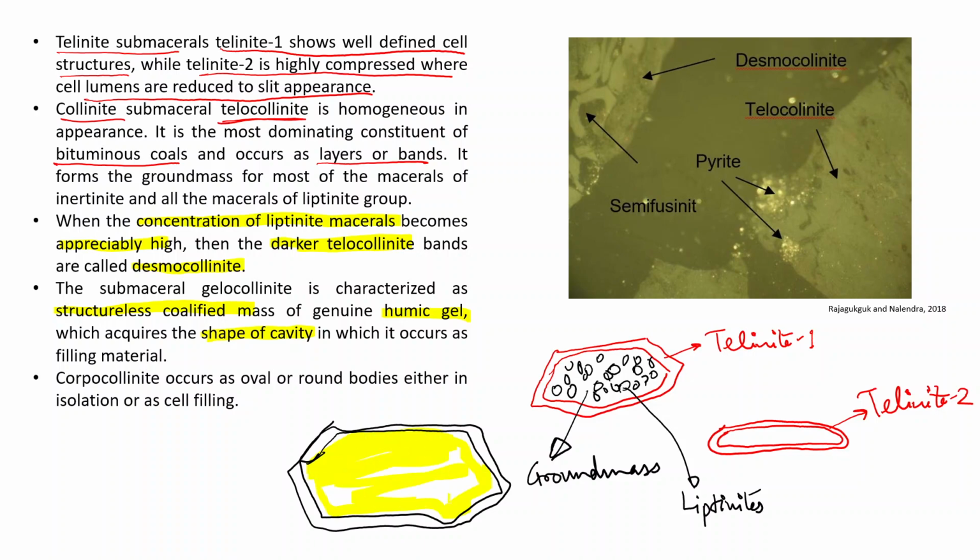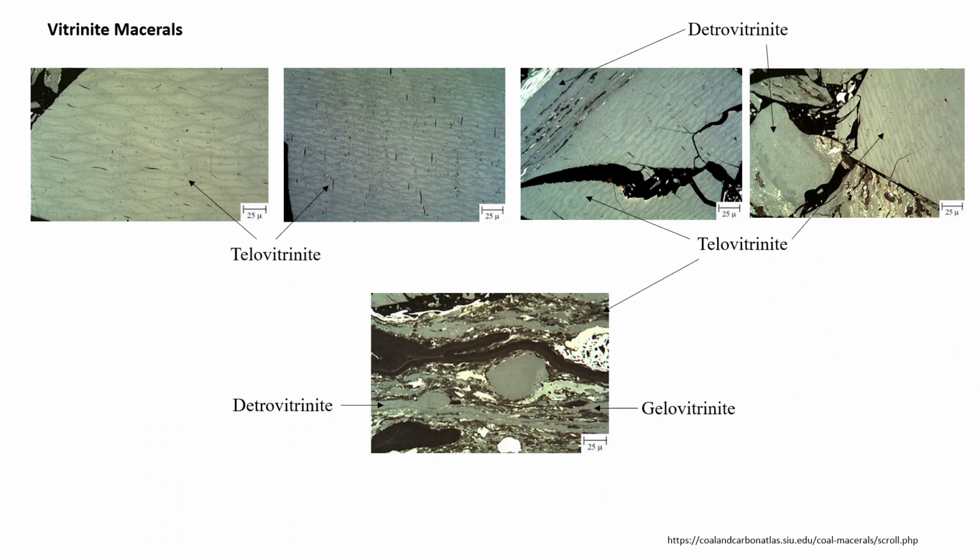It is gel. And under the microscope, you see a hexagonal-like structure which takes the shape of the cavity in which it was found. Then this material, which is taking the shape of this cavity, is called gelocollinite. And corpocollinite occurs as oval or rounded bodies, either in isolation or self-filling. So this is how these are identified and defined.